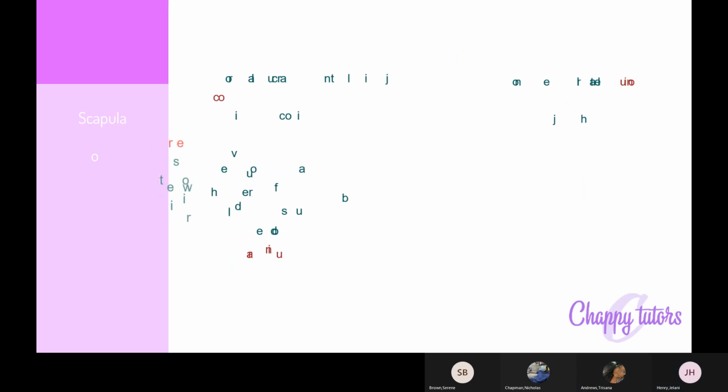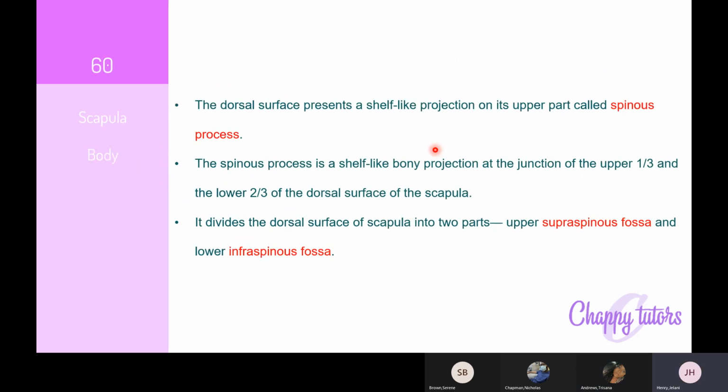Yes. Nice. And I have that written here. So the dorsal surface has a shelf-like projection, which is the spine of the scapula or the spinous process. And it's located at the junction of the upper one-third and the lower two-thirds of the dorsal surface of the scapula, which I mentioned just now. It divides the scapula into two parts, the upper supraspinous fossa and the lower infraspinous fossa, right?